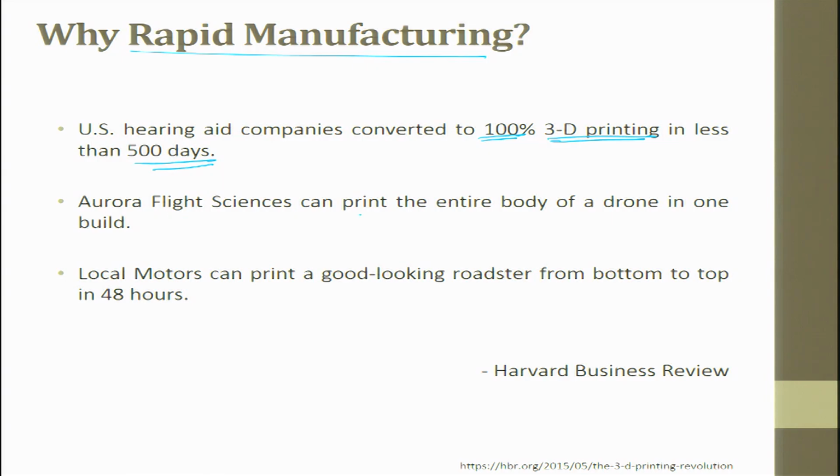Aurora Flight Science can print the entire body of your drone in one build. Okay. Today people have also realized that if you want to make a 3D product, it is good to start by making a 2D one, and a 2D one you can very quickly cut through laser or any engraving tool. You cut it and then you break the 2D things, assemble it, and you get the 3D part. Local Motors can print a good looking roadster from bottom to top in 48 hours. So, these are some of the products which have been made under rapid manufacturing.